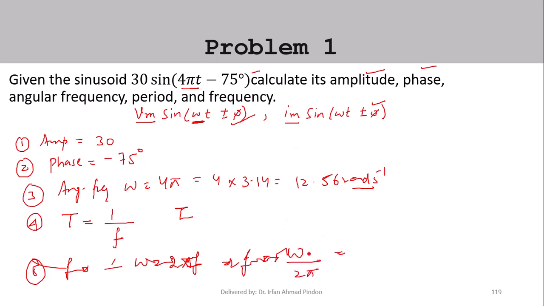So omega value is how much? Omega value is 4 pi upon 2 pi. So the answer is coming as 2 hertz. So we first of all calculated frequency as 2 hertz. So time period is 1 upon 2, that is 0.5 seconds. So all the 5 parameters have been calculated, right? So we can move on.